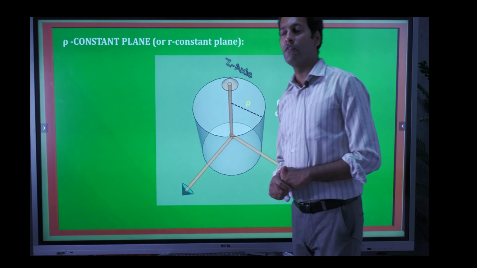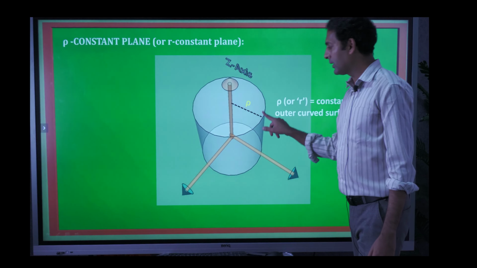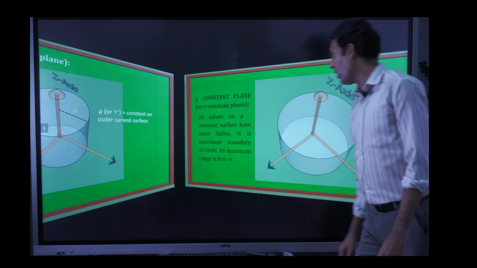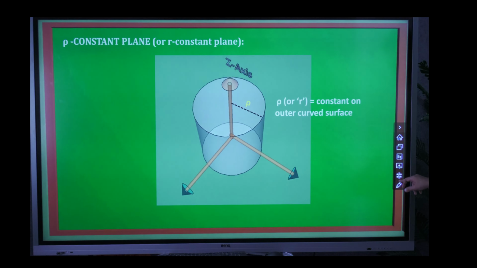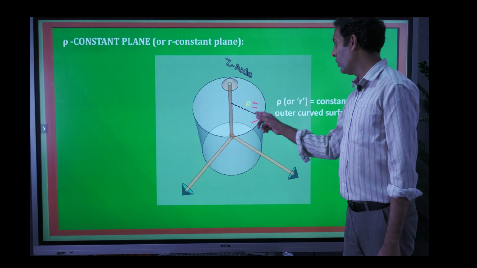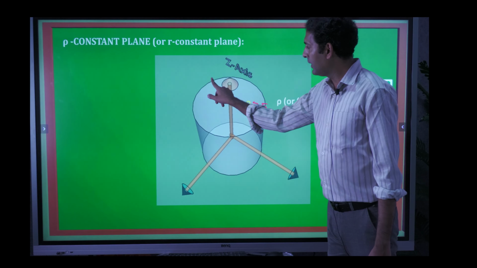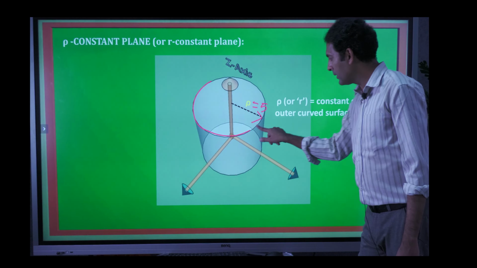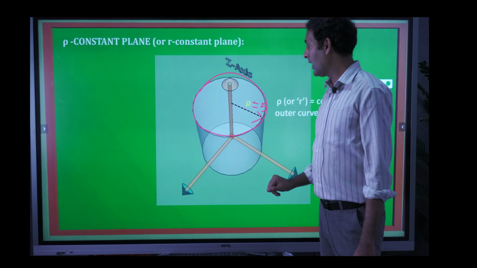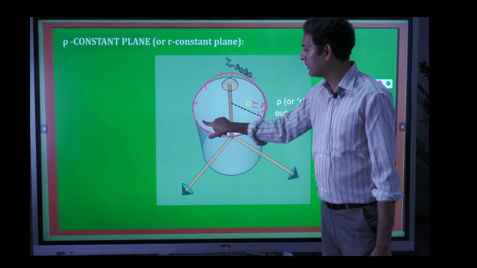So first one, if we say radius r constant, it will be the outermost circle, where all the values of radius will be the same. So if this is r, rho or r, equal to 5, that means on this entire circle the value of r is the same. That is nothing but 5. But other values are changing. Here the angle is changing. Phi is continuously changing on this circle.